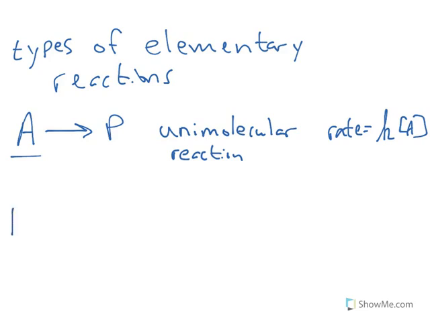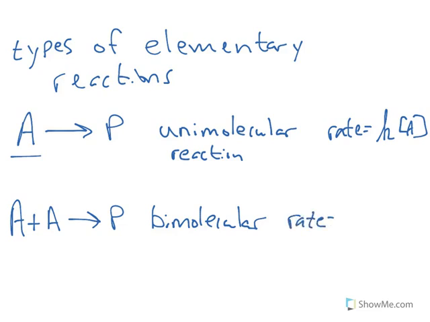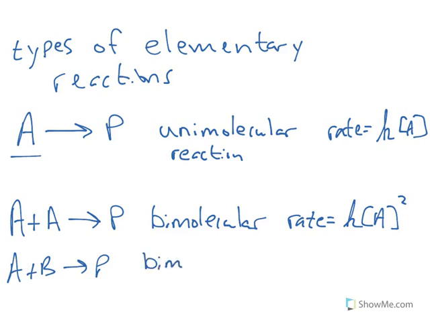Now, a different type of reaction we can look at is A plus A giving us P. This would be called bimolecular. And since it's an elementary reaction, there's no funny business going on in the background. Since I have two A's, it's second order with respect to A. All you've got to do is look at the number of A's, and that's your order. Very nice. You can have A plus B going to P. Now, this is also bimolecular. However, the rate law is going to be different. You don't have two A's this time. You have an A and a B.